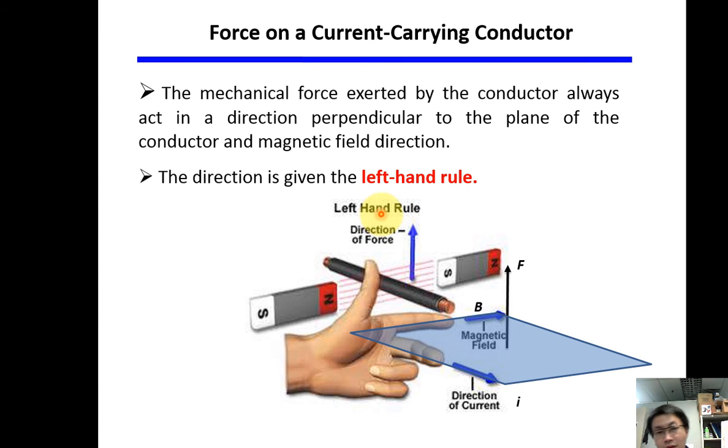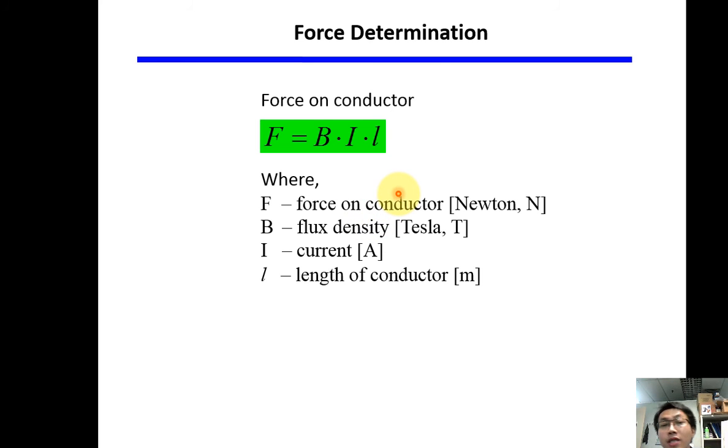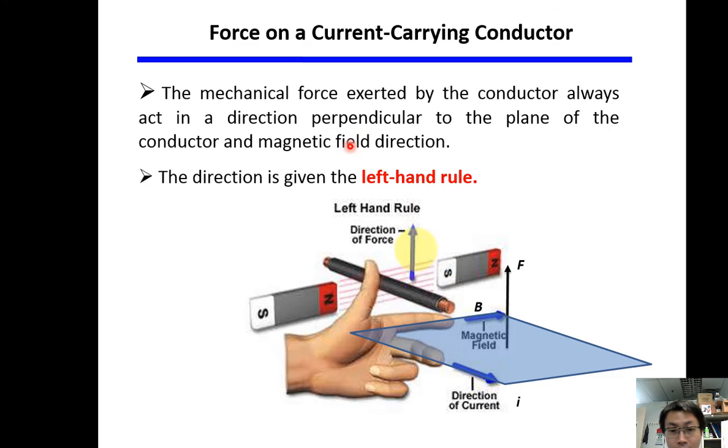Okay? Then we put in the mathematics. The force on the conductor is F equals B times I times L. B times I times the length L in this area. Okay?